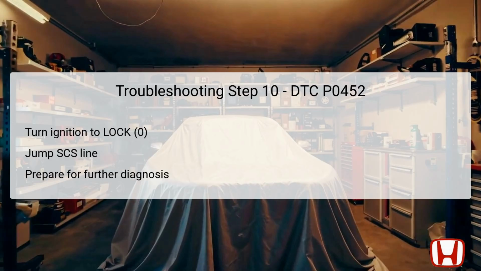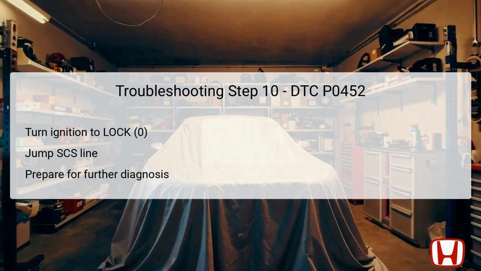Finally, in Step 10, switch the ignition back to lock 0, ensuring safety before proceeding with the intricate diagnostic checks. Then, jump the short circuit SCS line using the HDS, which will allow easier access to perform further diagnostics on the electrical systems involved. This step facilitates identifying any short circuit issues that might not be readily apparent.